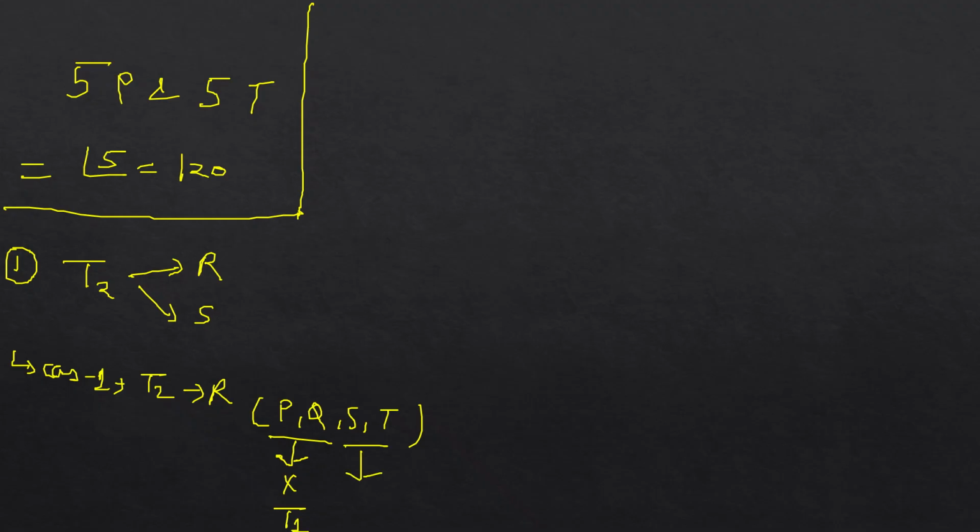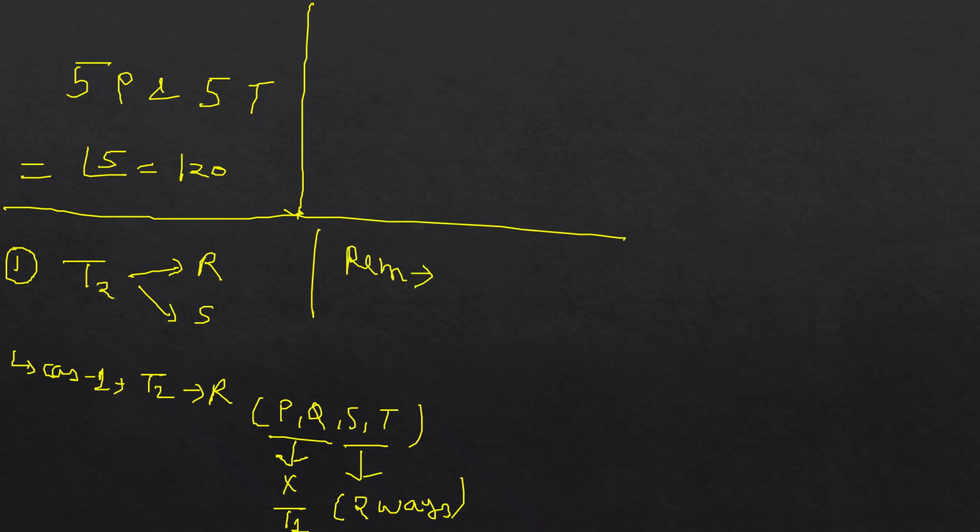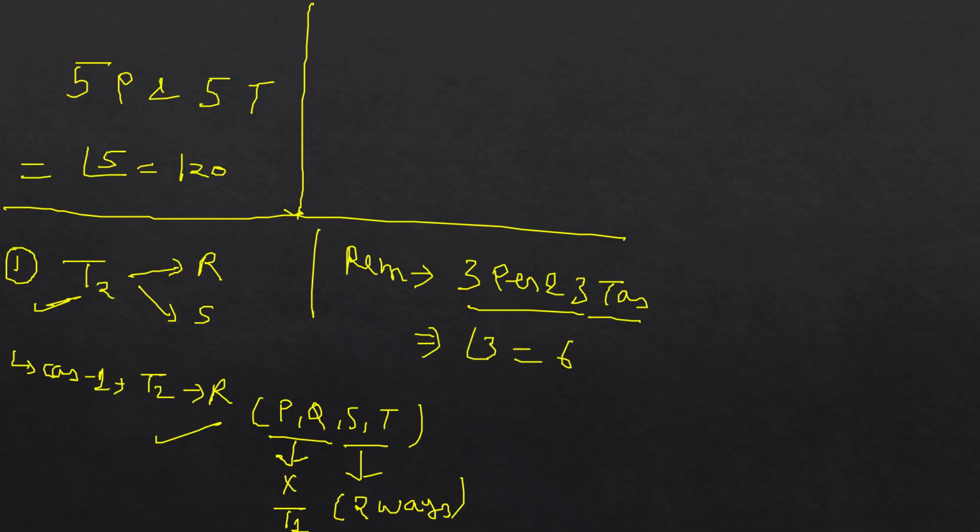So who will do task number 1? Either S or T. So there are a total of 2 ways to do that. Now the remaining 3 persons and 3 tasks in case number 1, because T2 is done by R as per our case number 1 and T1 is done by S or T. So it will become factorial 3, which is 6. So total for case 1, 6 into 2, it will become 12.